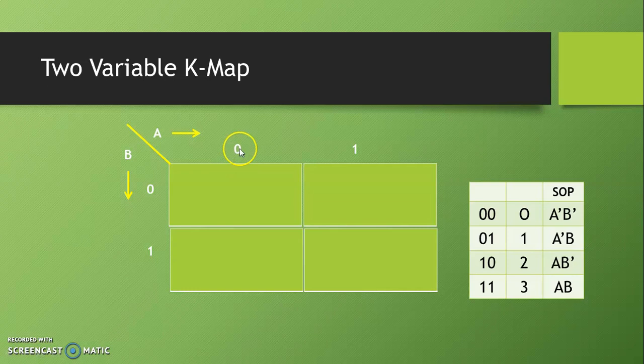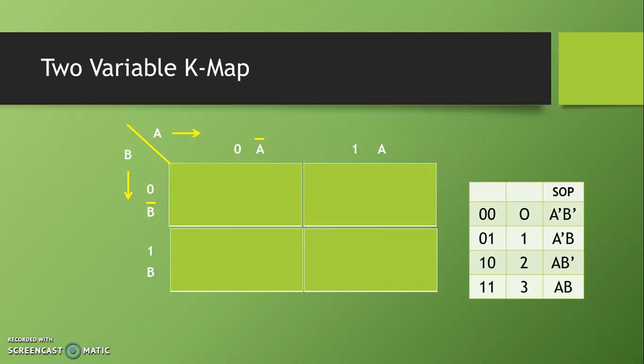So here we have 0 and these values are for A variable. So it is known as A bar. Same way, for 1 it is A. If we go downward for B, then 0 means B bar and 1 is B.